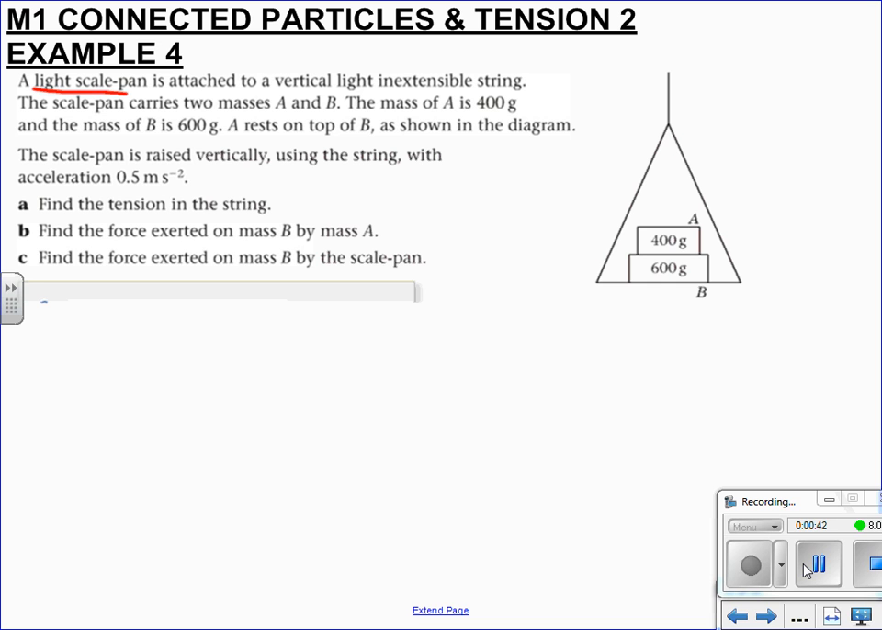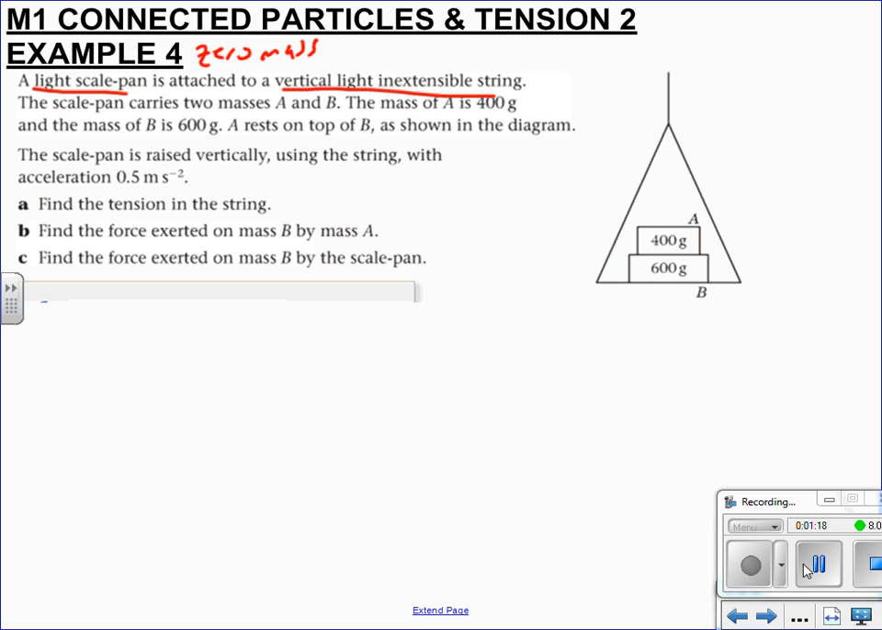So we've got what's called a light scale pan, which is kind of like a hollow base in buildings, where these bits here are wires or whatever, and then you've got a wooden base, and some crane is lifting some cargo. A light scale pan means zero mass, so you don't need to worry about the weight of the lift itself. It's attached to a vertical light inextensible string. We know what that means. Zero mass and inextensible means that the acceleration and the tension are constant throughout the whole string.